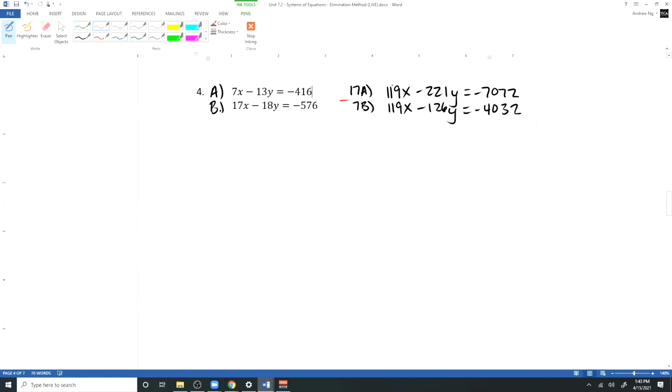Subtract. Now that I've got the x's the same, the coefficients. And again, these are large numbers, but that's okay. I'm just going to follow the process that we've been working with. Negative 221y minus negative 126y. That's going to make negative 95y equal to negative 7,072 minus negative 4,032, which is negative 3,040.